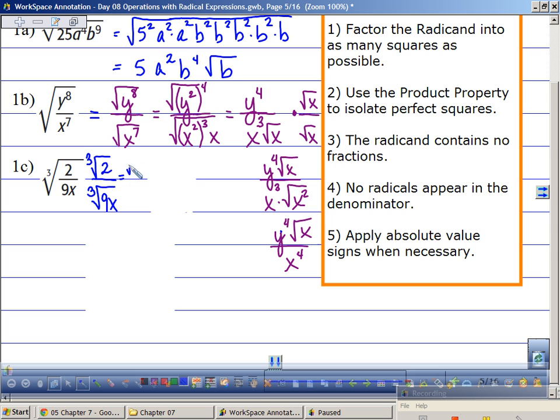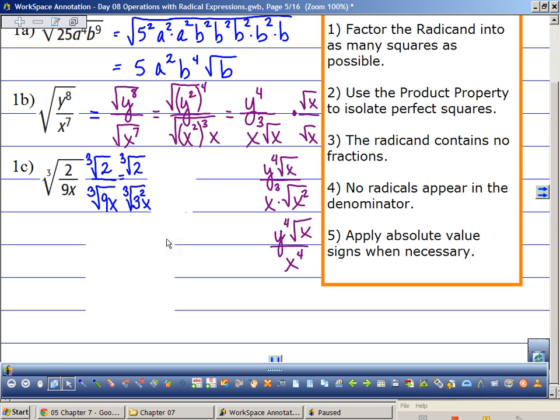Then, I can't do anything with this, right, because there's not 3 of them, so it just stays in there. And I can't do anything with the other one either, but I might as well write it in a form that shows me how many I need. So 9 is really 3 squared times x, correct? So how many more 3's do I need before I've got 3 of them? 1 more. And how many x's do I need before I have 3 of them? 2.